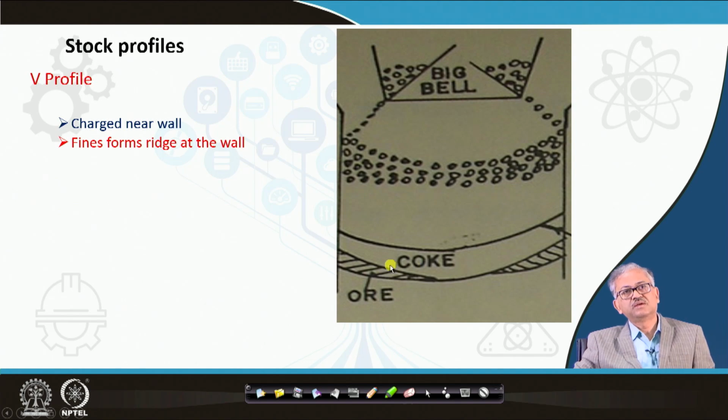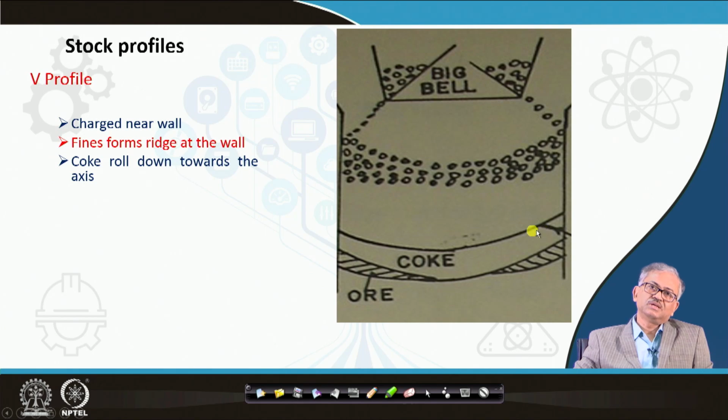So this is the ore distribution, this is the coke distribution. You can find that coke rolls down towards the axis, as I said, and some iron ore also rolls down. That's why they are coming here, because everything is dumped here at the wall. Iron ore fines are remaining here only, bigger iron ore also rolls down to some extent, but the coke is lighter and bigger, and it basically rolls down much more distance. So they are coming here. So this is the profile you can get.